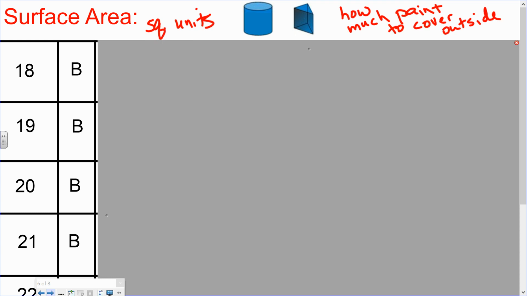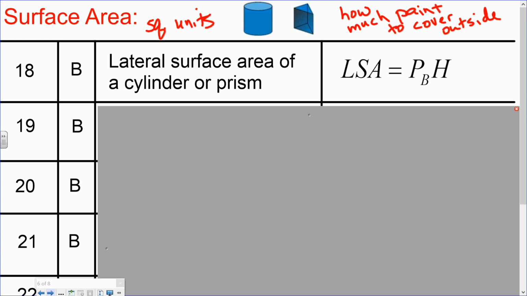Sometimes I might paint the floor, and sometimes I might paint the roof or the ceiling, and sometimes I might not. So if I don't want to paint the ceiling and the floor, lateral surface area is going to be perimeter of the base times the height. Again, since it is a cylinder or prism, it is going to have two bases and sides that go straight up.